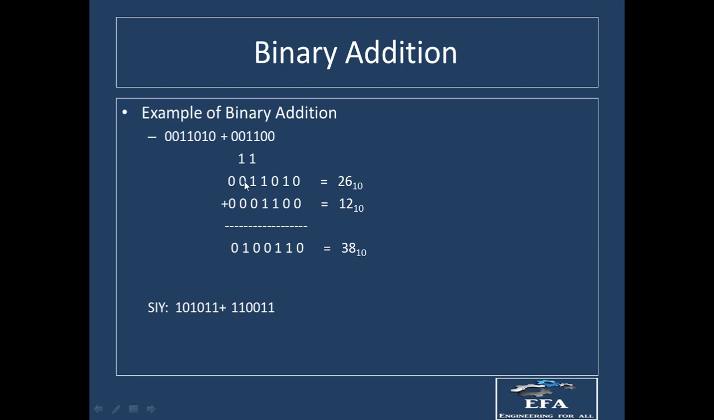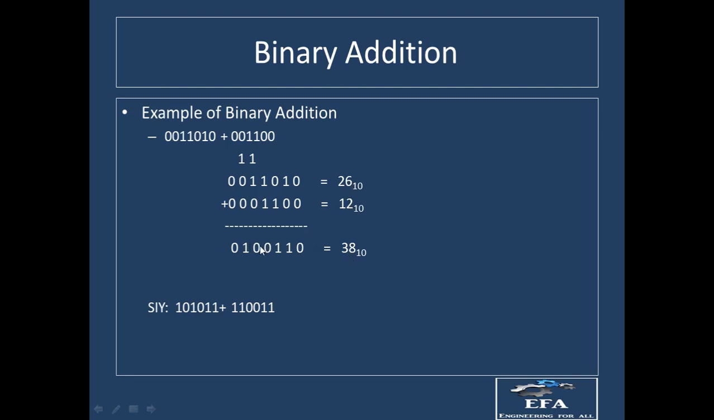So if we want to verify this result, how can we verify? We can verify it by converting these numbers into their decimal values. If we convert this binary number into a decimal value, it will be equal to 26. This number will have the value equal to 12 in decimal, and this number will have the value equal to 38. Now 26 plus 12, we know that it is equal to 38, therefore the result can be verified.